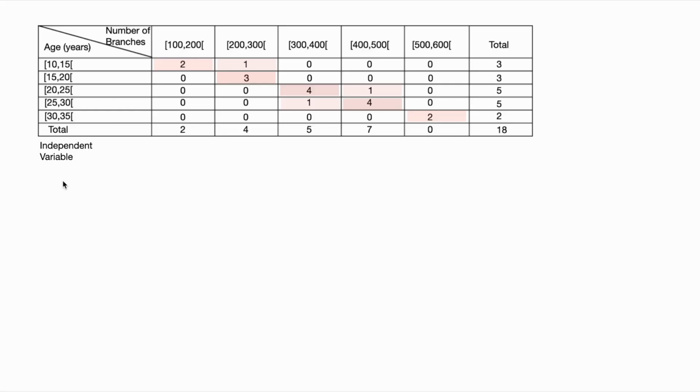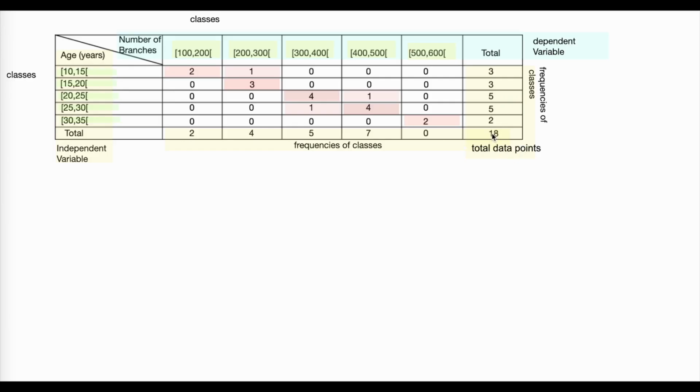This is the independent variable. This is your x values. This up here are your y values, or the dependent variable. These are called classes. The 10 to 15, the 15 to 20, the 20 to 25, the 25 to 30, 30 to 35, these are your classes. These are your classes for the dependent variable up here. The 100 to 200, 200 to 300, 300 to 400, 400 to 500, 500 to 600, these are your classes. These are the frequencies of the classes. So the frequencies of these classes are written down here, and these are the frequencies of these classes. This is the total number of data points, 18.